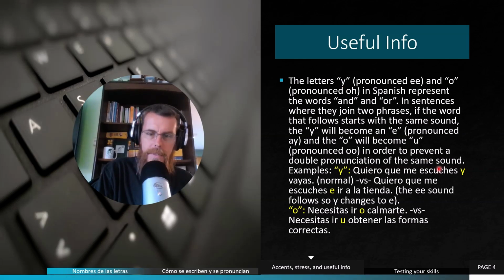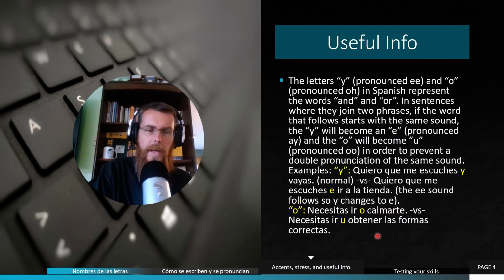So what happens in Spanish is that in a normal sentence, there will be Y or it'll be O. But if the Y comes before a word that starts with the same sound, and the O comes before a word that starts with the same sound, the Y will change to an E, which will be pronounced E, and the O will change to a U, which will be pronounced U. I don't remember how long it took for this to actually come up in any of my Spanish classes, but there were times where I was like, what is that?